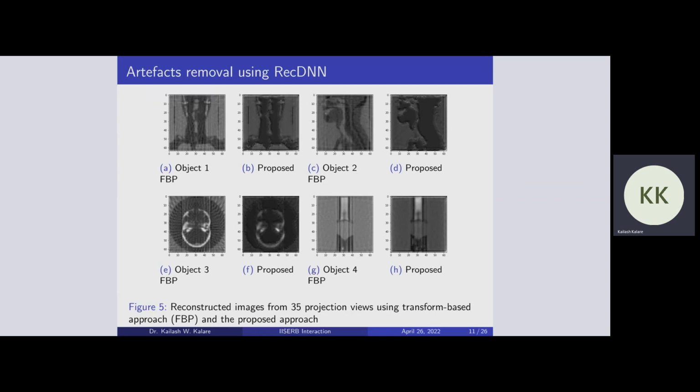But in this case, this transform based method is generating different types of artifacts, and we can see that our proposed approach is able to reduce these artifacts from this particular reconstructed object. Similarly, we have tried for the 40 view projection data, and we can easily see that our proposed approach is performing better as compared to the filter back projection method in the case of the 40 projection views also.